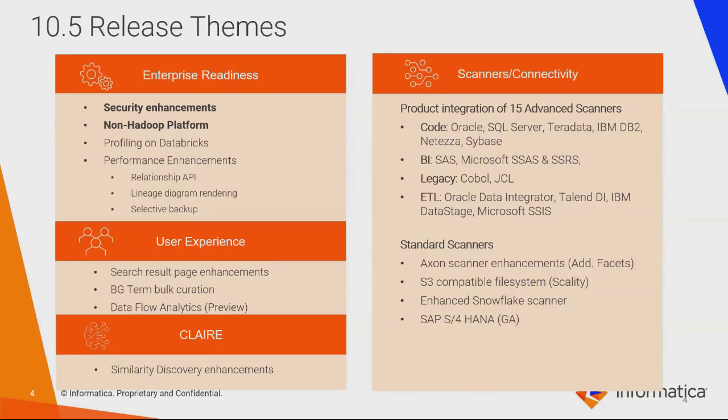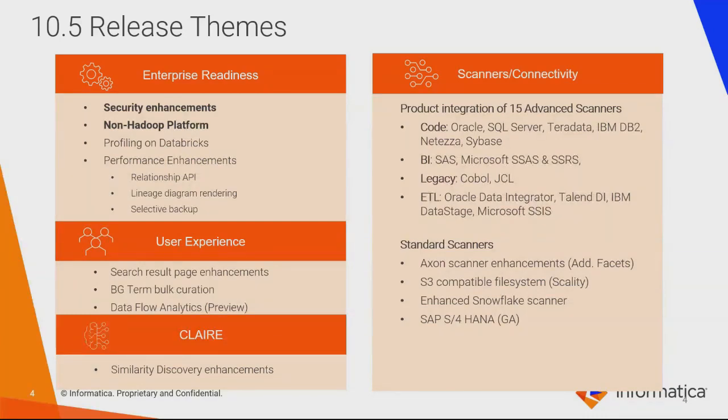From the OOTB standard scanner perspective, we are coming up with enhancements in our Axon scanner, where facets would get added. The S3 file system is being enhanced from a scalability standpoint. And then there is an enhanced Snowflake scanner as well. So all these scanners were already there, and there are a lot of changes which are coming in to make these scanners more capable to bring better lineage and metadata.